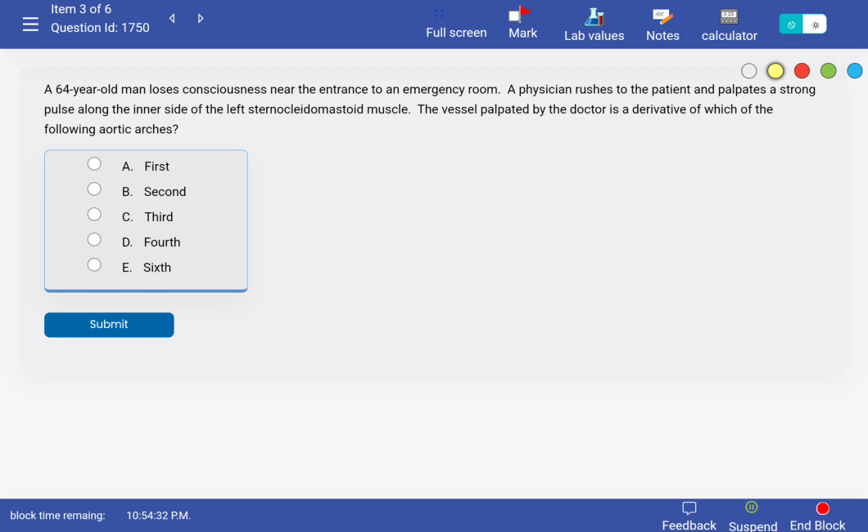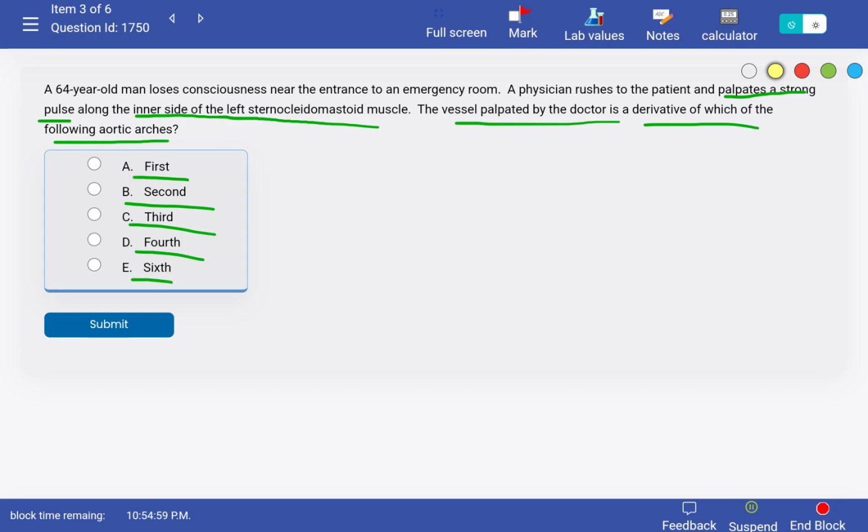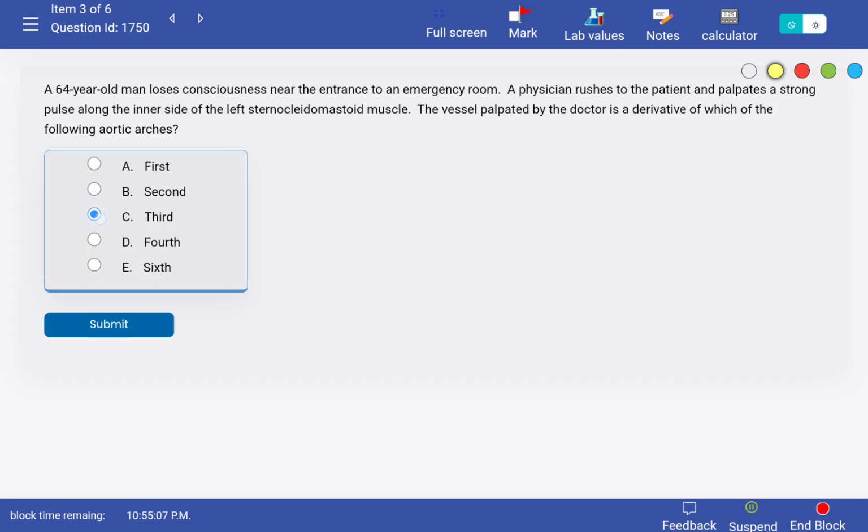Okay, in question number 3, a 64-year-old man loses consciousness near the entrance of the emergency room. A physician rushes to the patient and palpates a strong pulse along the inner side of the left sternocleidomastoid muscle. The vessel palpated by the doctor is the derivative of which of the following aortic arches? Option A first, B second, C third, D fourth, E sixth. Pause it and give the answer. So the correct answer for this question is option C, right?